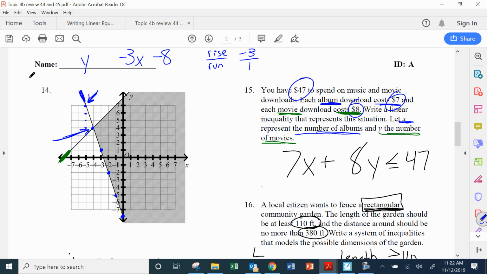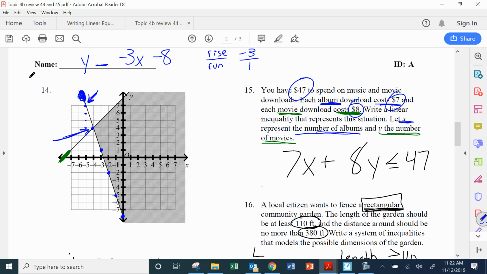My last step is I just need to figure out what is the symbol I need to use. Is it going to be greater than, less than, greater than or equal to, less than or equal to? Well, I see the line is solid, right? So this blue line right here is solid. So I know it's going to have an equal to part to it, so I can just write that in.